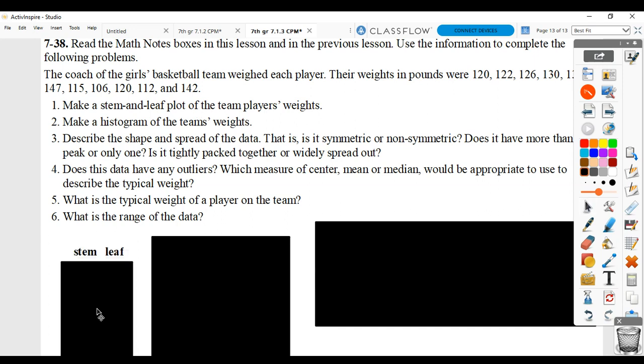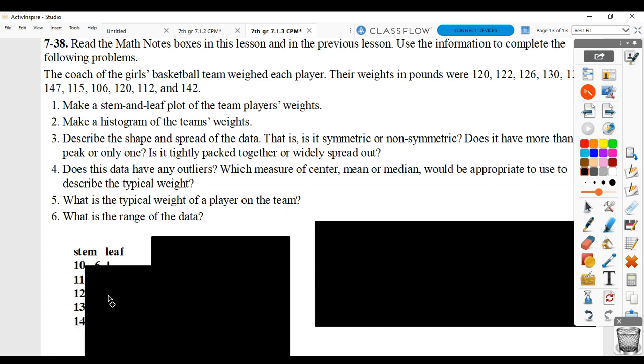So remember, with a stem and leaf plot, you should put some type of title. So in this case, maybe girls' basketball team or girls' basketball team weights. And then remember, your stem is going to be the values, in this case, of the first two digits. So the 10 would represent values in the hundreds. Then the 11 would represent the values in the 110 up to 119, and so forth. So my line got moved over here, I should say.